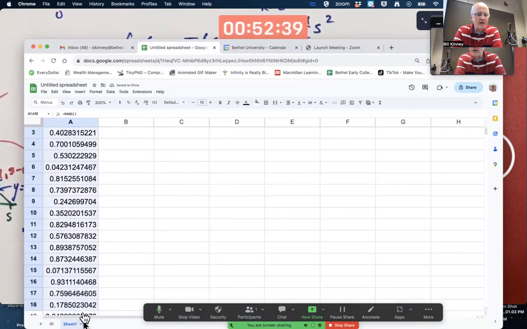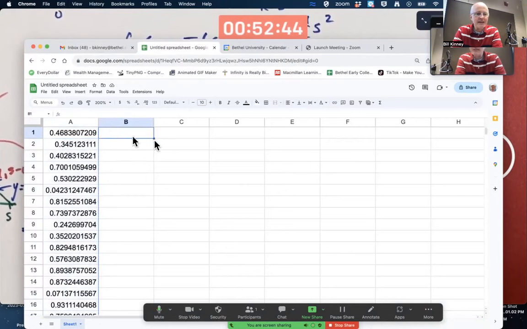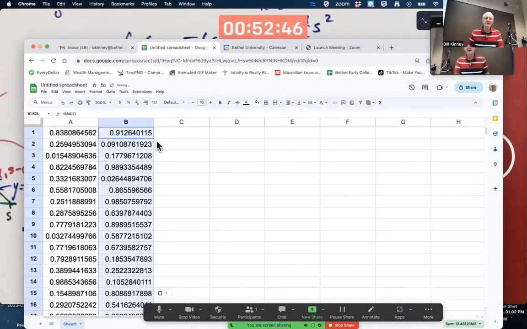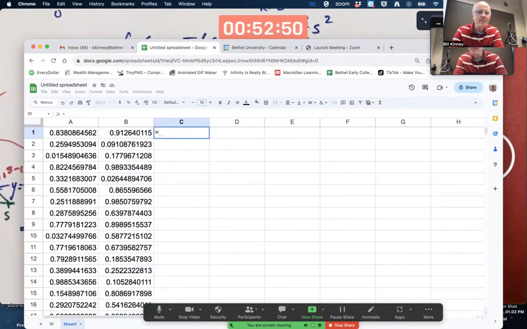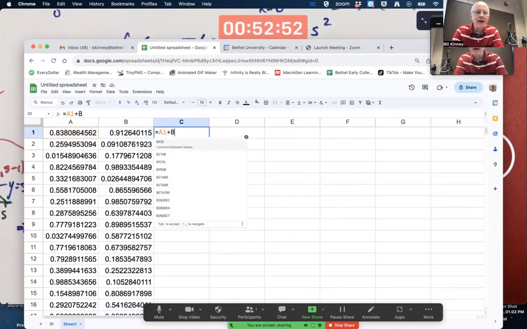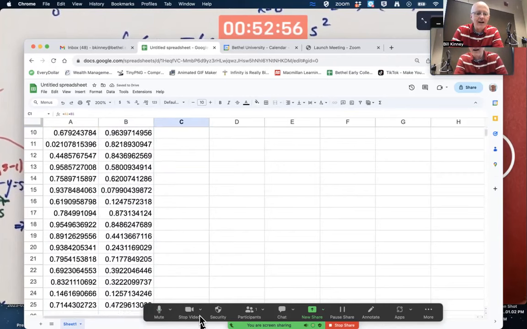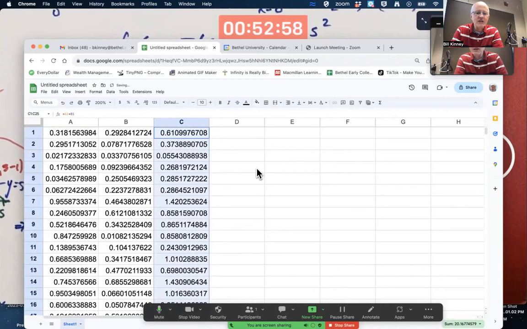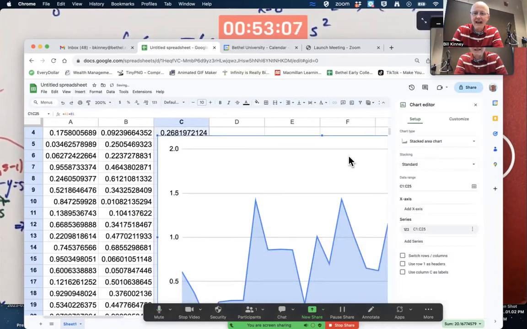Copy and paste that over to the next column. Columns A and B are both 25 observed values of X and Y individually. Now let's add them. Spreadsheet, make me a graph. Insert. Chart. Not that chart.